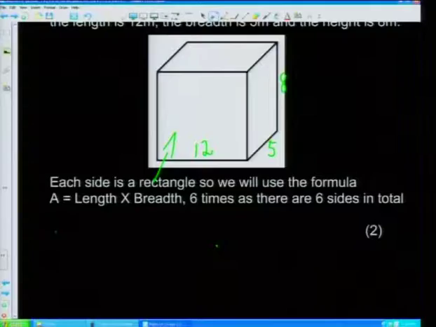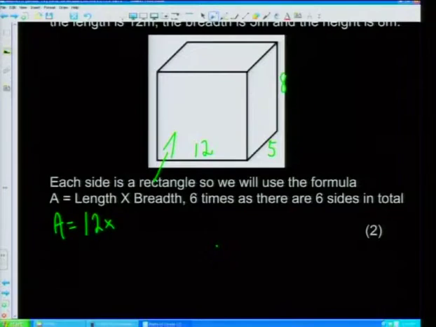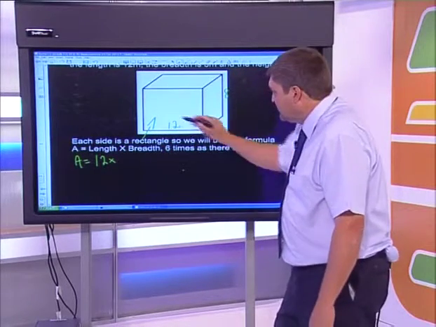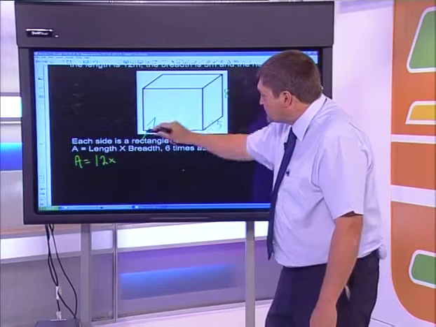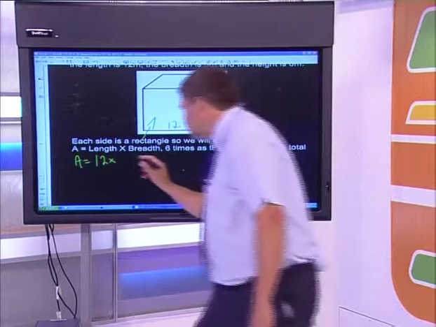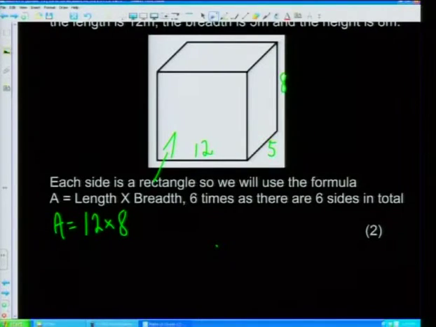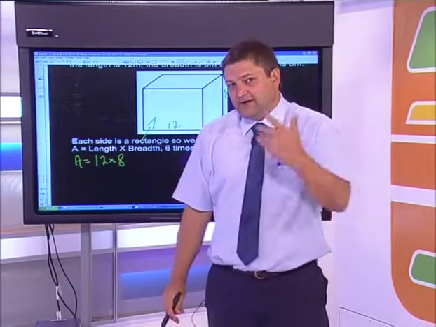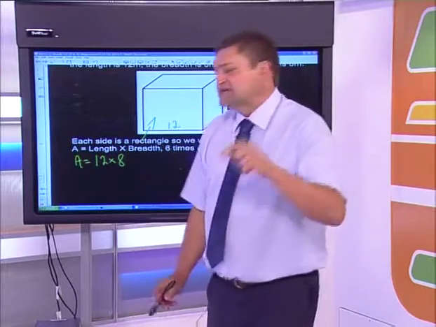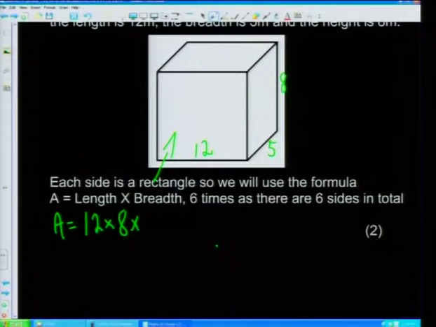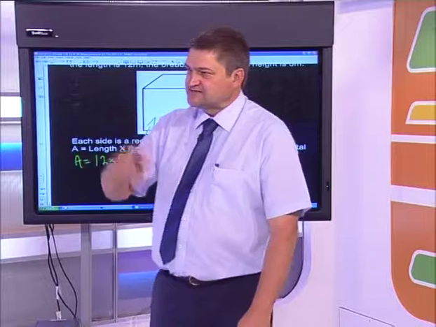So my area here is length times breadth, which is going to be 12 multiplied by, now let's look. We know that's 12. We know the height is 8. So here I've got 12 times 8. Okay. And now I'm going to cheat. I'm going to cheat and make life easy and say times 2. Why am I saying times 2?